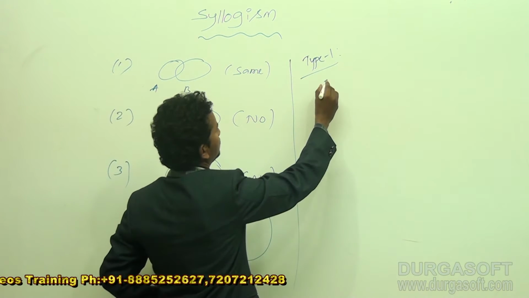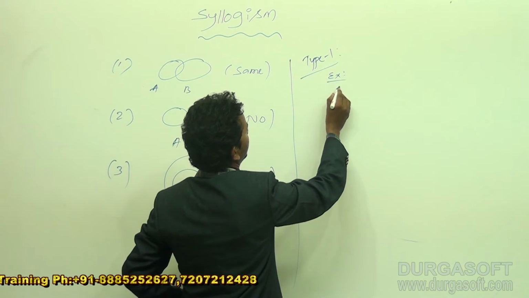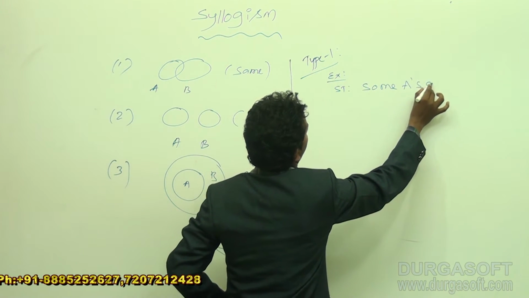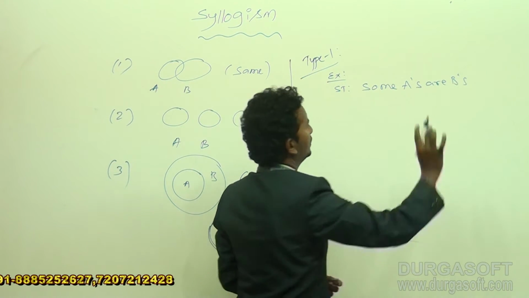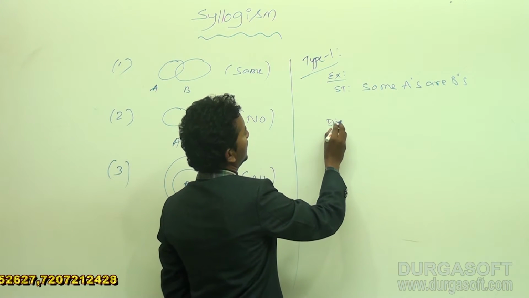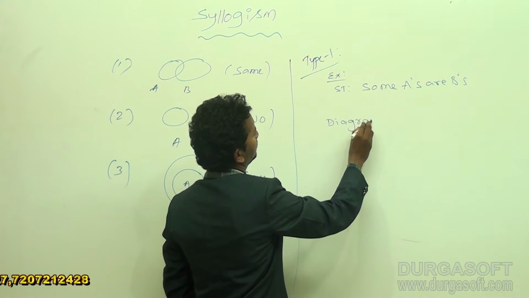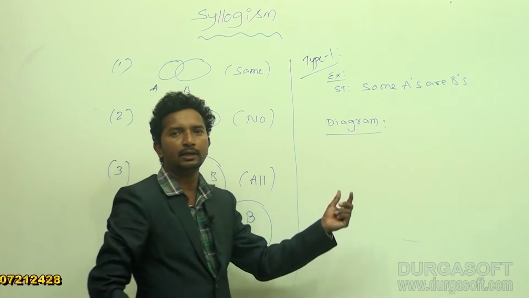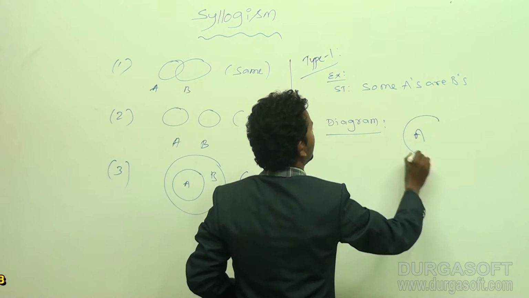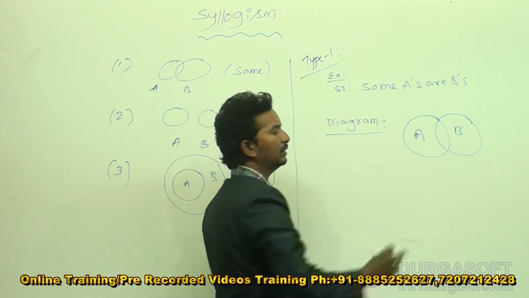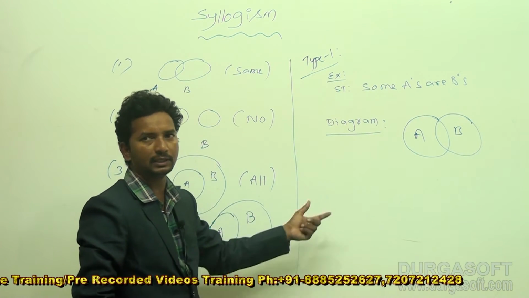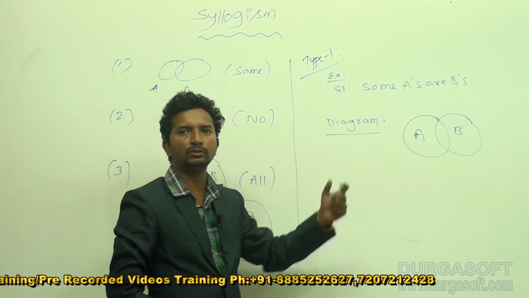Here I am taking the best example statement: some A's are B's. Some A's are B's. So here, see what the diagram is. Okay, now here the diagram for some A's are B's. This is the some diagram, some A's are B's. Now what conclusions will be true, and what conclusions will be false according to our diagram?